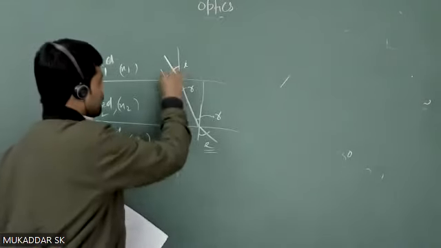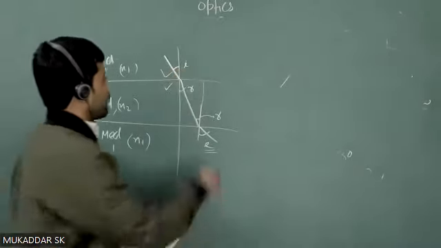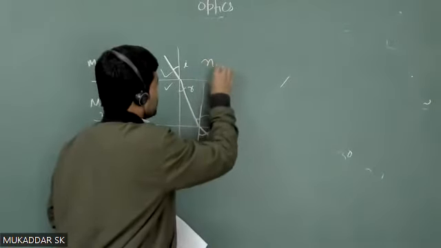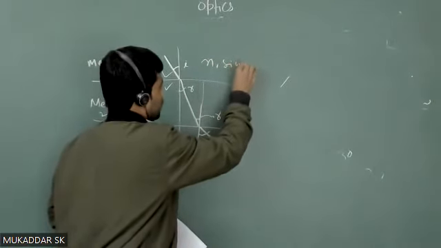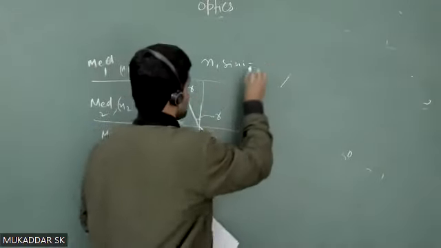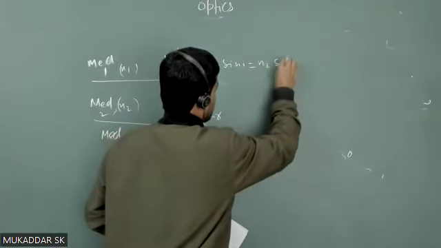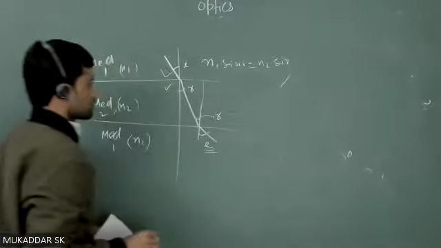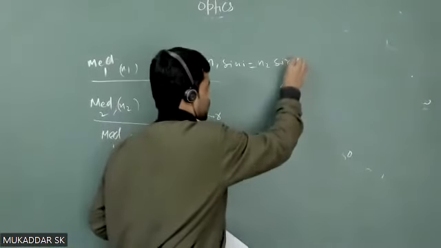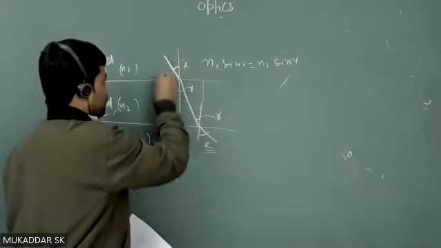Now first for this, I'll apply Snell's law. Then what can I write? n sine I should be equal to how much? N2 sine of R. So here I have used Snell's law.